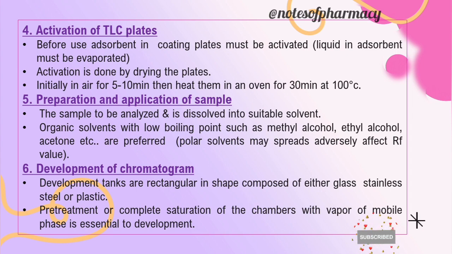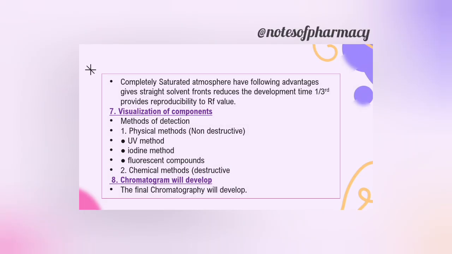Next, sixth one, development of chromatogram. In this, development tanks are used. Development tanks are rectangular in shape, composed of either glass, stainless steel or plastic. Pre-treatment or complete saturation of the chamber with vapor of the mobile phase is essential for development.